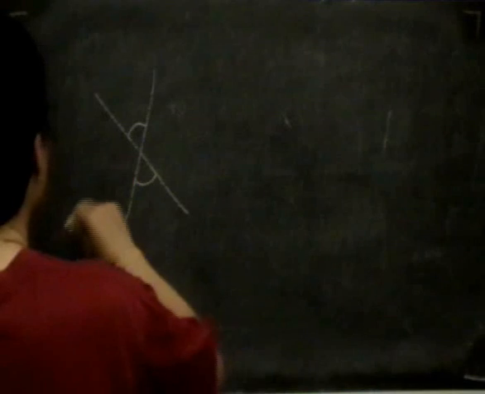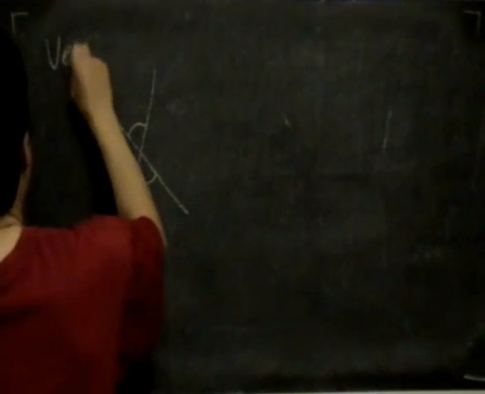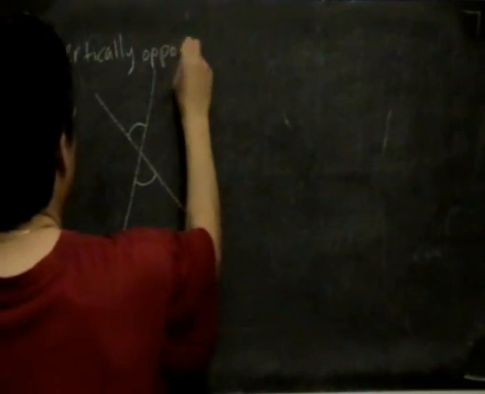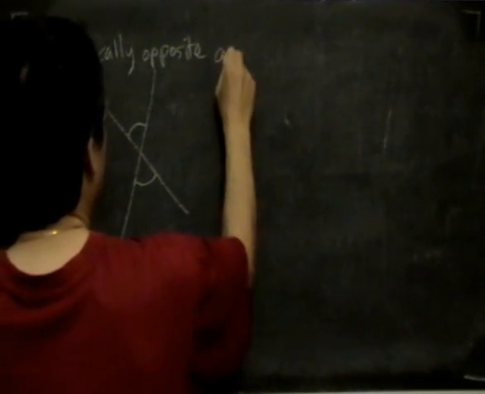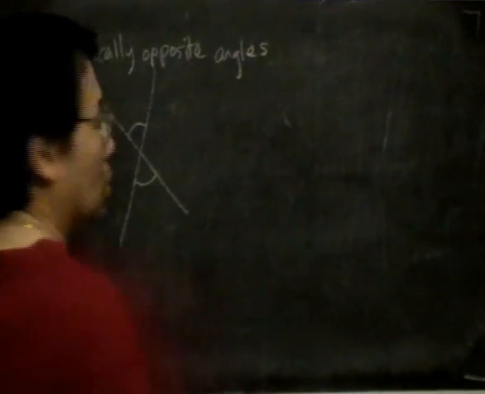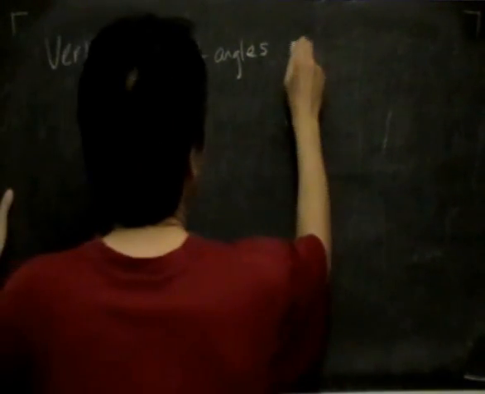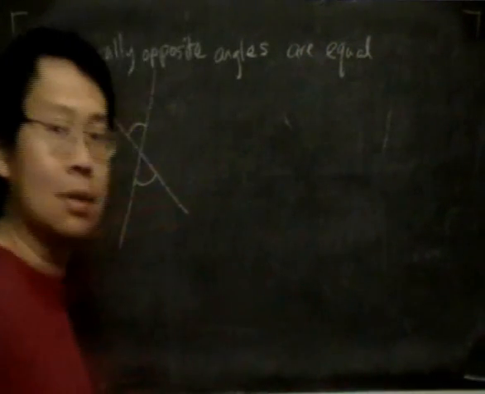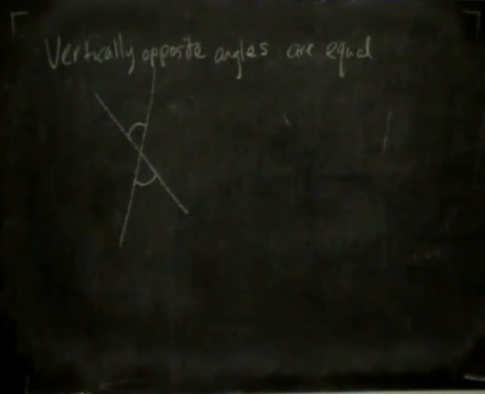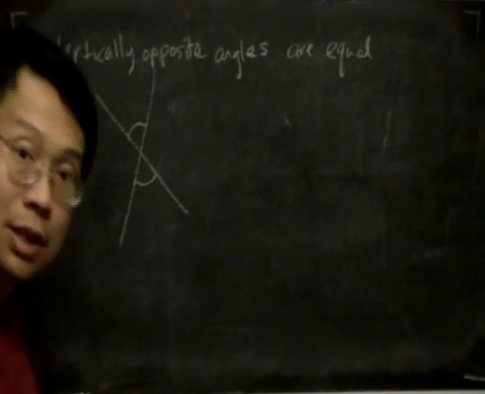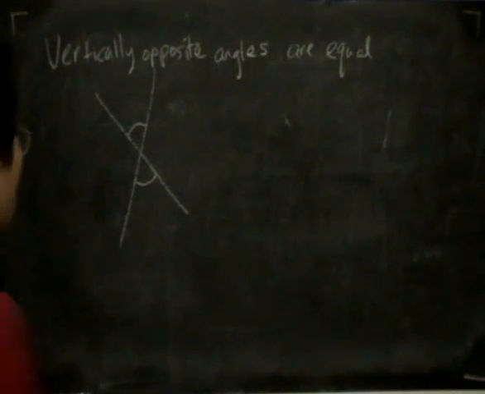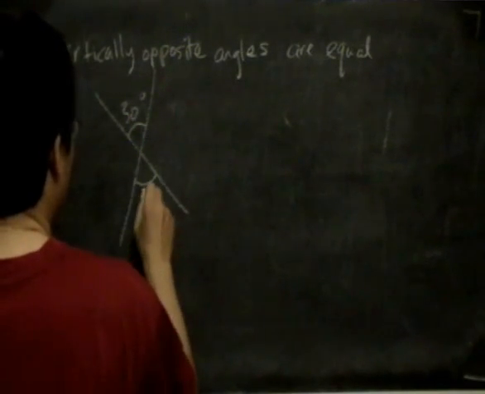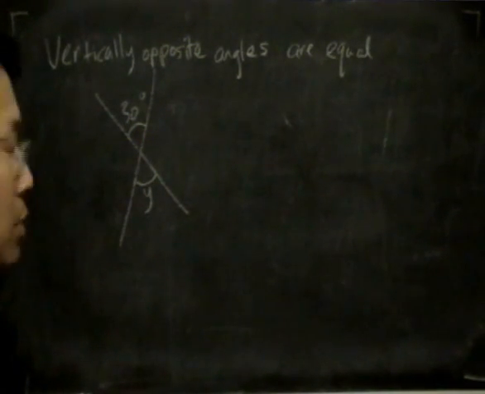We describe this property by saying that they are vertically opposite angles, and that vertically opposite angles are equal. Okay. As an example, you might see this question in an exam paper. The question says, suppose that this is 30 degrees and this angle is y. Find y.